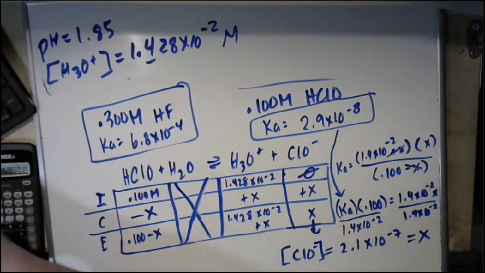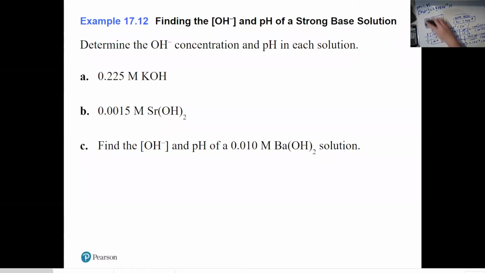All right. So we're going to look at some bases next. So take a look at this, and then we'll try these ones out. So we're going to be looking at finding the OH and the pH of strong bases. Okay, and this question is interesting because when we're looking at strong acids, a lot of times we look at a lot of acids that are monoprotic acids.